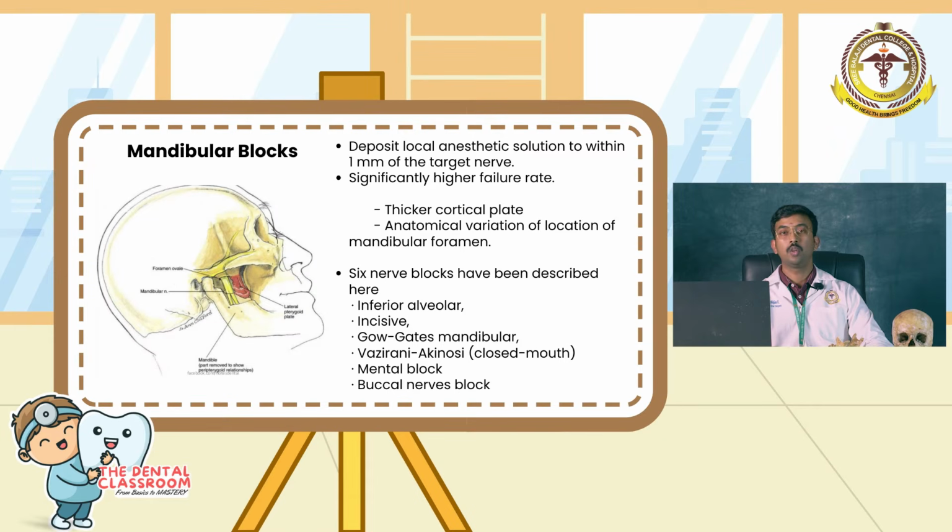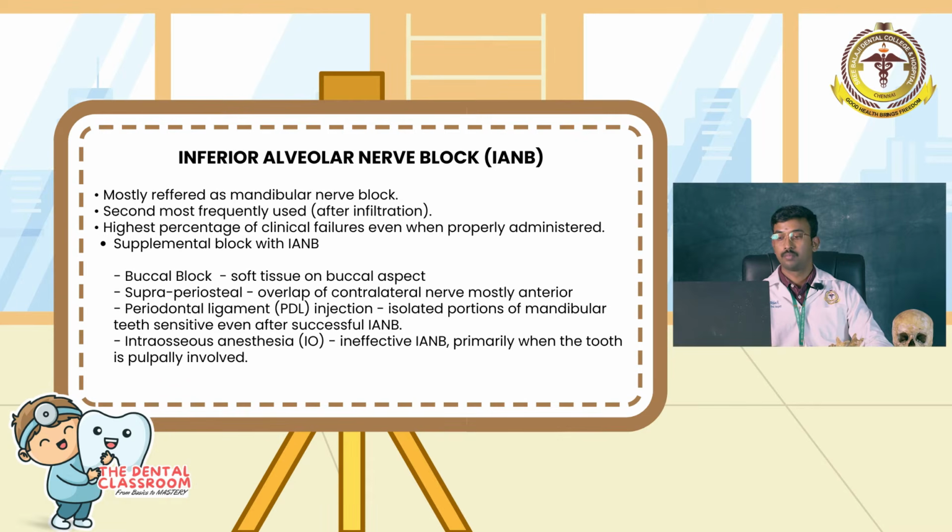Depositing local anesthetic solution within 1 millimeter range of the target nerve achieves the mandibular block. The problem with mandibular blocks is that they have a significantly higher failure rate owing to the thicker cortical plate and various anatomical variation possibilities in the location of the mandibular foramen. Let's see about the inferior alveolar nerve block.